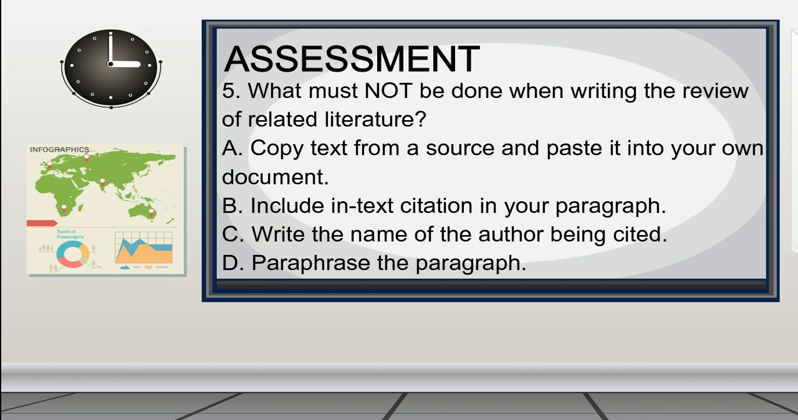Five. What must not be done when writing the review of related literature? A. Copy text from a source and paste it into your own document. B. Include in-text citation in your paragraph. C. Write the name of the author being cited. D. Paraphrase the paragraph.